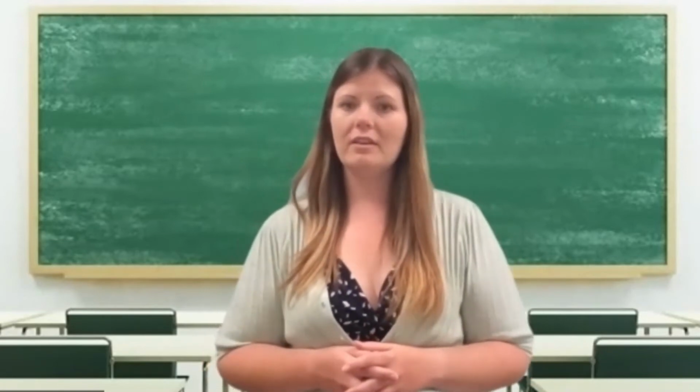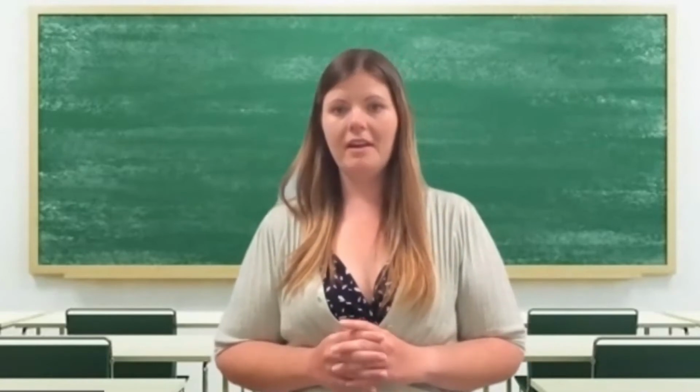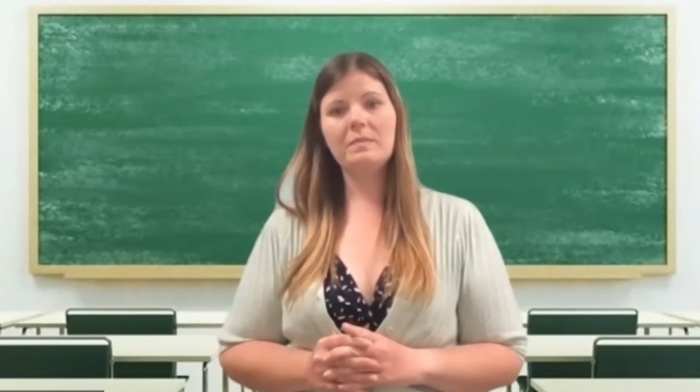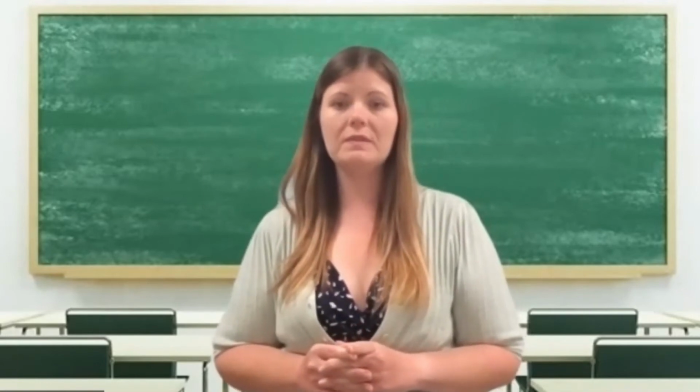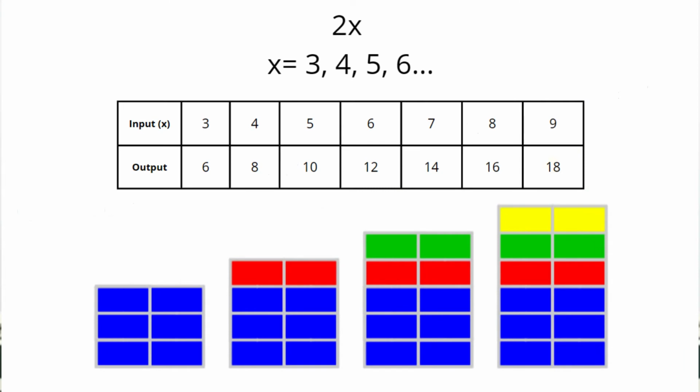Let's take a second quick look at another way students may think about this. Here, I've represented the pattern visually like this, and I see these blocks building based on how many groups of 2 are in each. In the first, I have 3 groups of 2. The second is 4 groups of 2. The third is 5 groups of 2, and so on. Therefore, my pattern is 2x, where x equals 3, 4, 5, 6, and so on.